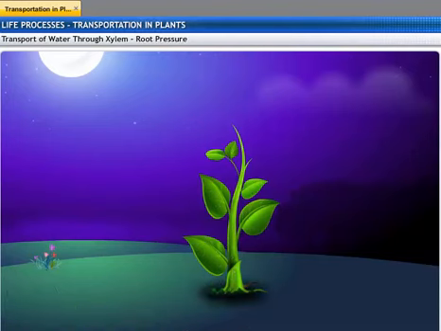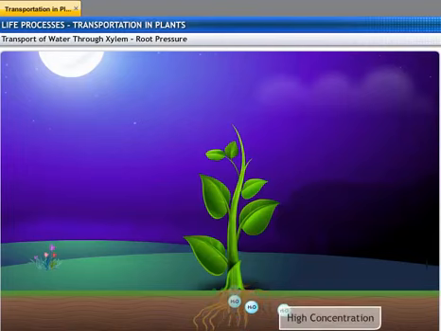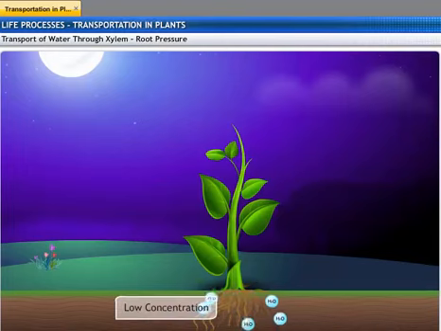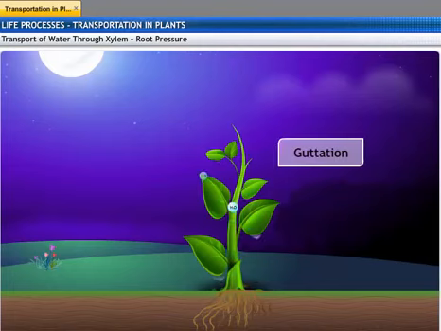Let's see what root pressure is. The osmotic pressure within the cells of a root system causes the water to move from higher concentration soil to lower concentration root cell. This pressure allows water to move from the roots into the leaves. The excess water exudes out as drops of xylem sap from the edges of leaves. This process is known as guttation.